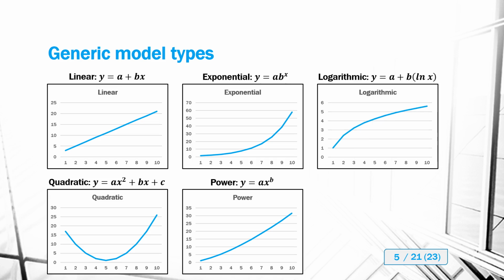And of course, the logarithm model is the opposite of the exponential. Instead of starting small and building up to where it shoots up, the logarithmic model generally starts shooting up really quickly and then it levels off as time goes on.